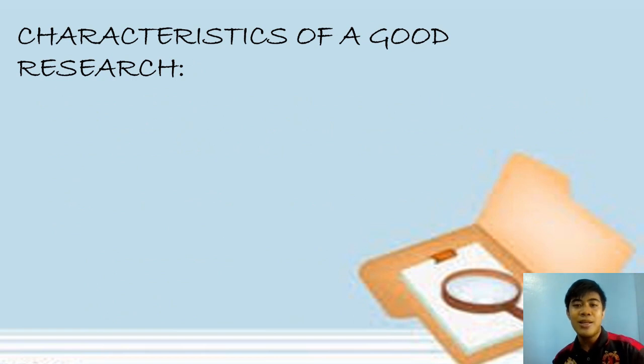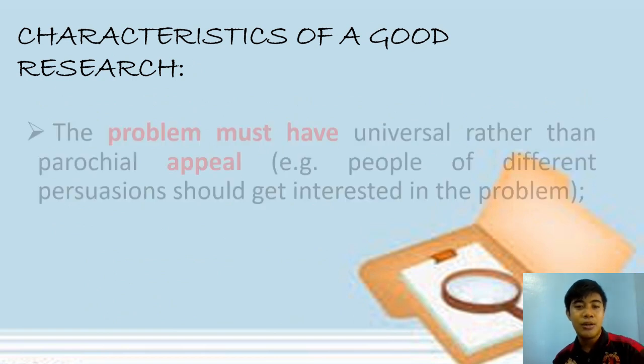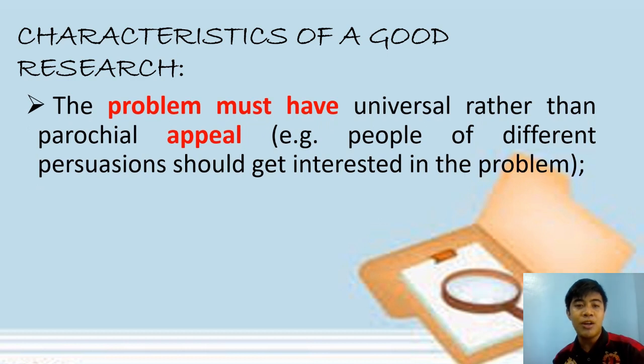Another characteristic of a good research: the problem must have a universal rather than parochial appeal. For example, people of different persuasion should get interested in the problem. So, a good research has a universal scope or outlook. You should not limit your readers to a specific category or cluster. Thus, it should cater to different professions, courses, or degrees.